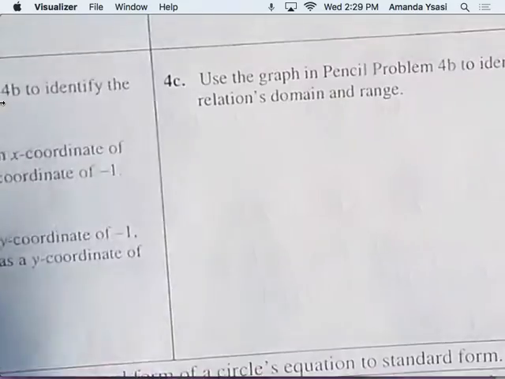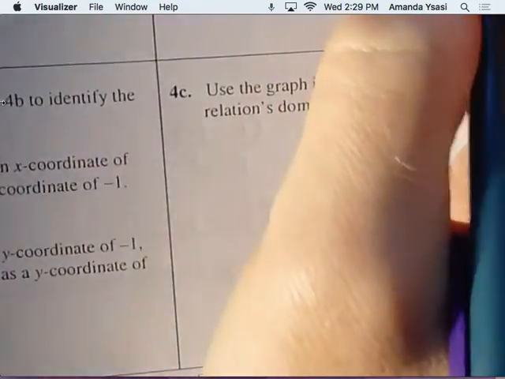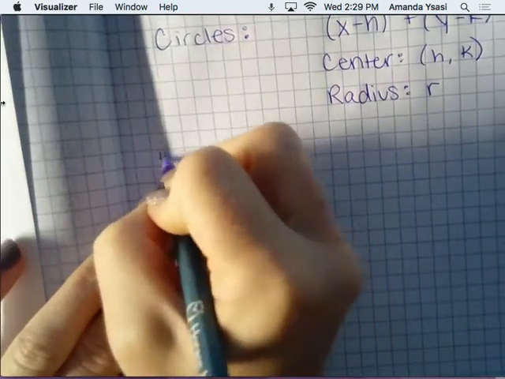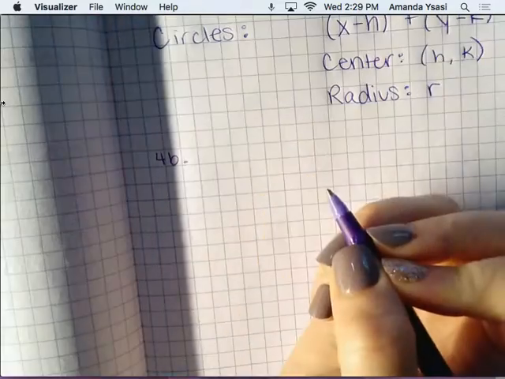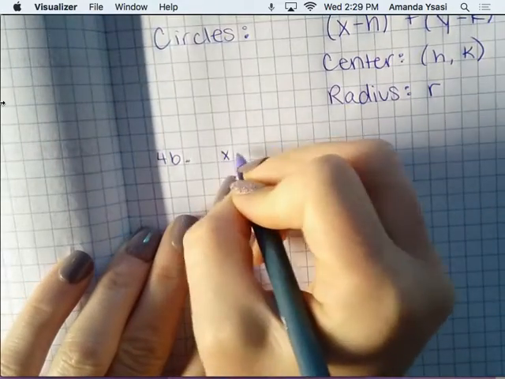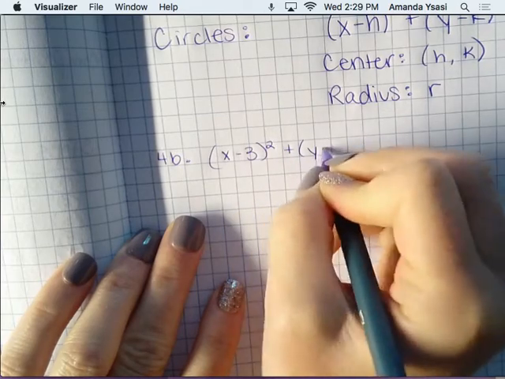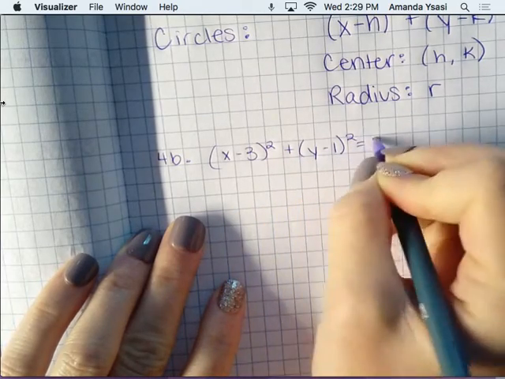Okay, let's look at the next one. Graph the equation of 4a. Why don't we do it over here? I really don't want to do it without a piece of graph paper, so this is probably our best way. So let's write 4b. So let's write the equation. X minus 3 squared plus y minus 1 squared equals 36.